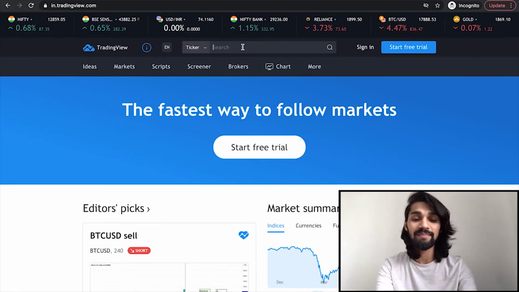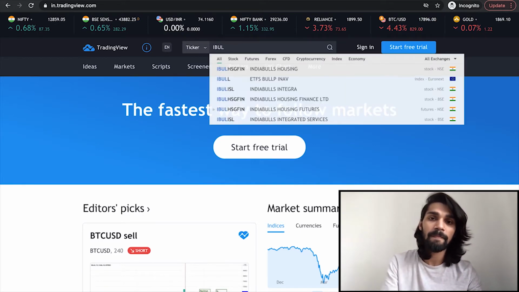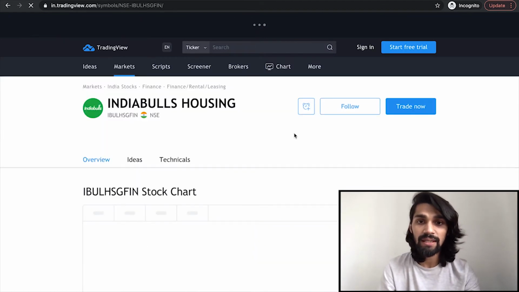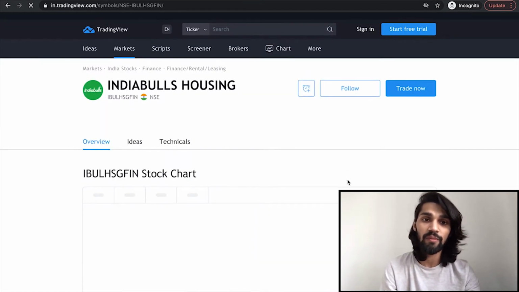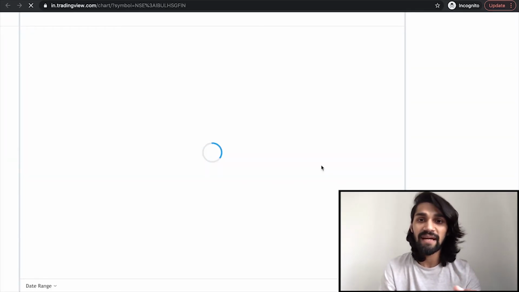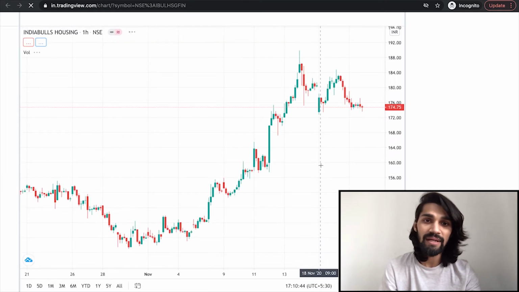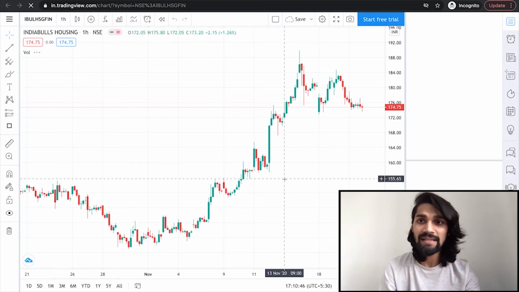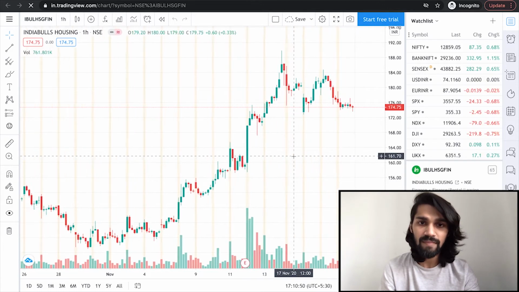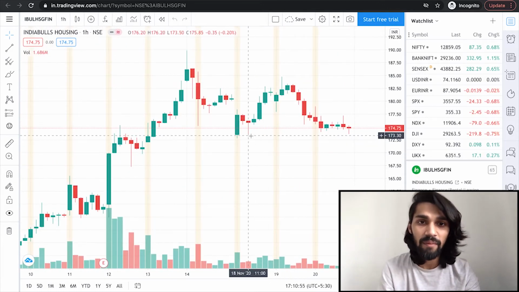So let's take an example. We'll go to TradingView. Let's say I pick iBull Housing Finance. Let's try to find a pattern in this chart, and then we'll find out the reward to risk ratio. But do not worry, you do not really have to take a pen and paper and find out the reward to risk ratio. You can do without that too. Okay, this is the hourly chart of iBull Housing Finance. We see a hammer pattern forming here.